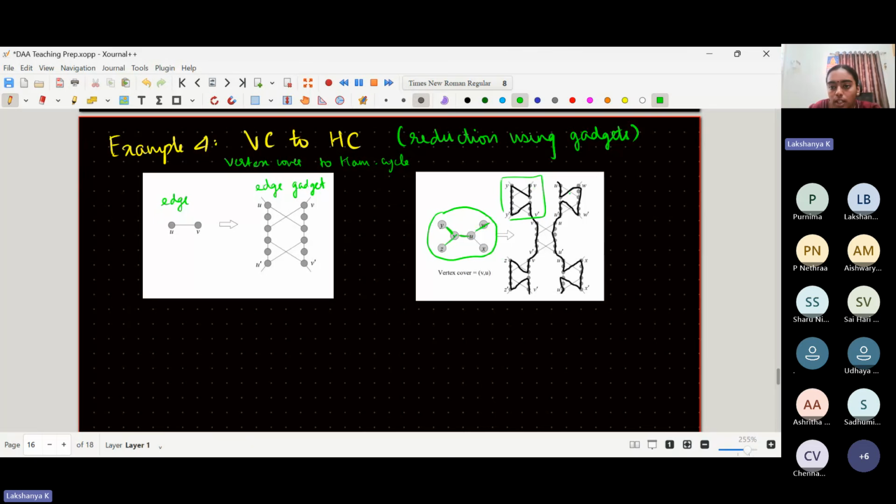Similarly, UW, the corresponding edge gadget is here. UX, the corresponding edge gadget is here. So you are constructing a graph made only using edge gadgets, such that for every edge in your original graph, you have a corresponding edge gadget. Now this is the graph we have constructed.